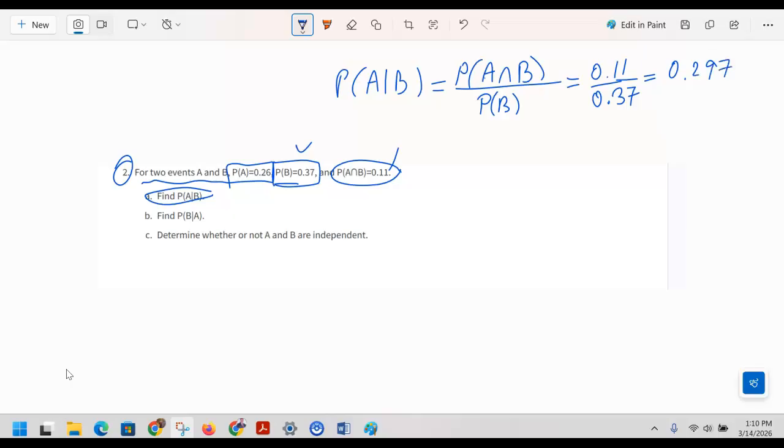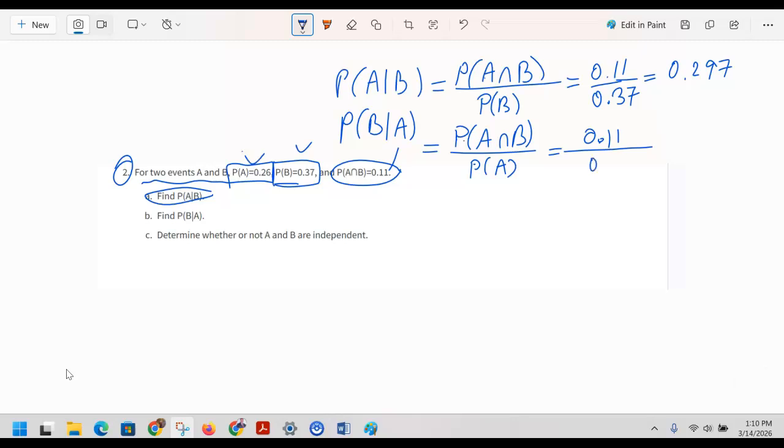Next we'll do the probability of B when A occurred. This time A will be down, the probability of A, but the numerator stays the same, A and B. The probability of A is 0.26. So that will be 0.423.